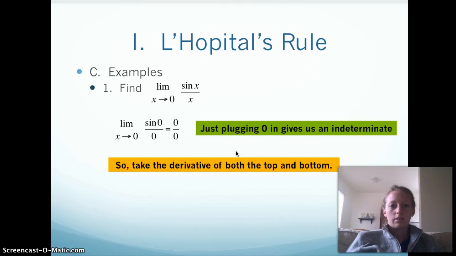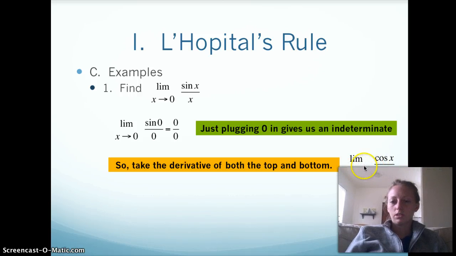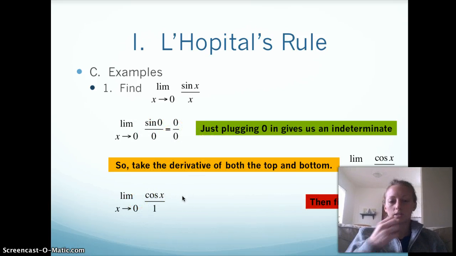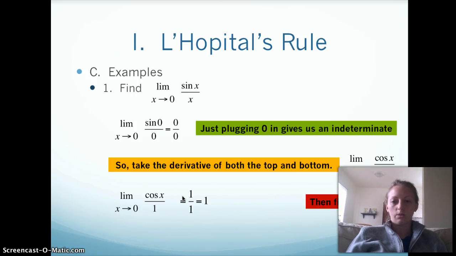The derivative of sine x is cosine x, the derivative of x is 1. So now we're taking the limit as x approaches 0 of cosine x over 1. So that's what we're going to find the limit of. Can I plug 0 into this and not get an indeterminate? Yes. So when I plug 0 in for cosine x, cosine of 0 is 1. Go back to your unit circle. 1 over 1 is just 1. Remember, you can always pause this.